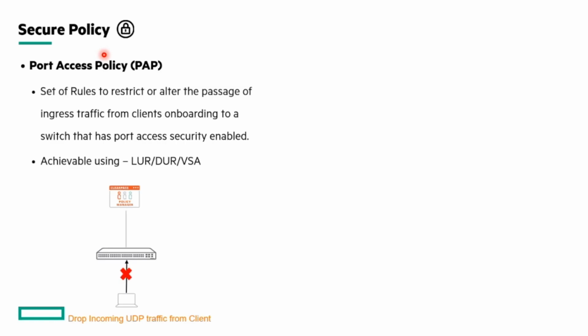The first one is port access policy. It is a set of rules to restrict, meaning permit or deny the traffic, or alter the passage of ingress traffic. For example, you could do rate limiting, redirect in case of captive portal, or modify the QoS from the secure clients. This is achievable using local user role, downloadable user role, and vendor specific attributes like filter ID, NAS filter rule and Aruba NAS filter rule. For example, if you wanted to completely drop the incoming UDP traffic from the end client, it can be achieved using this port access policy.